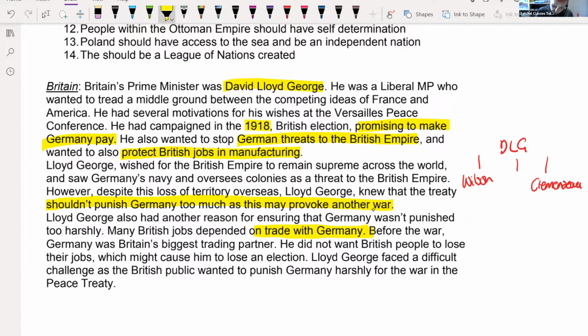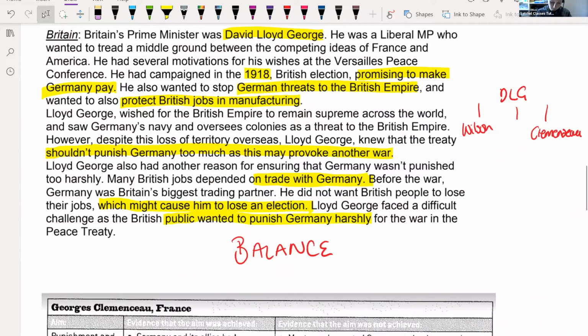So he didn't want British people to lose their jobs, because he didn't want to lose an election. Remember, politicians often do things for their own sake rather than the sake of the people. It might not have been what the British people wanted, but he wanted to make sure that they didn't lose their jobs. So he is actually looking at the bigger picture here. So the British public wanted to punish Germany harshly. So the key thing here is a balance. Okay, he wants to punish Germany, but not too harshly.